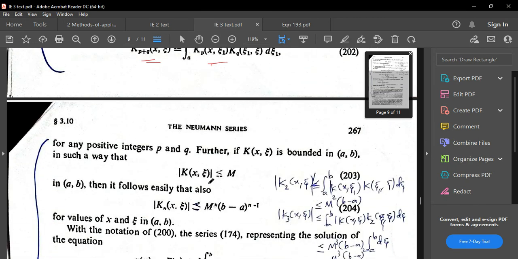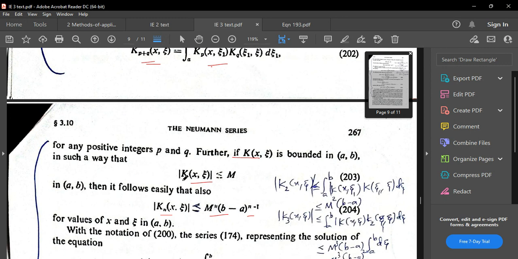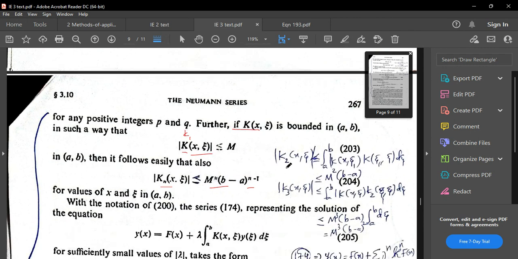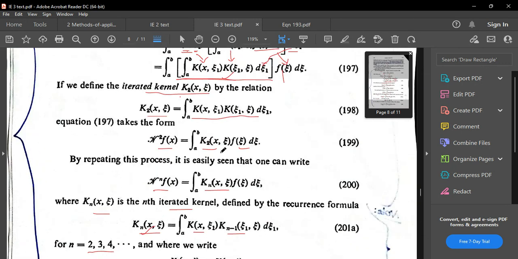As we mentioned earlier, if k of psi is bounded by capital M, then this script kn will be bounded by M to the n times b minus a to the n minus 1. We can look it up. This capital K is k1 also. When it comes to k2, mod k2 of xi will be less than or equal to the expansion of k2, which is integral a to b of small k into this k2, in this form.